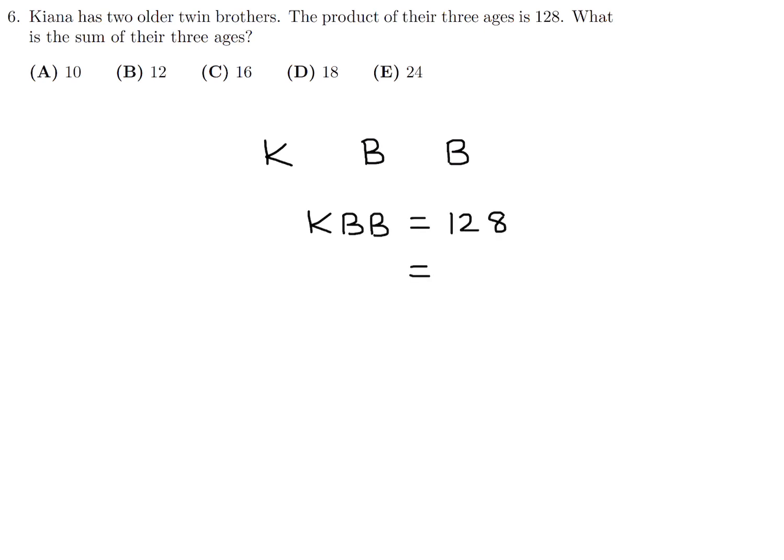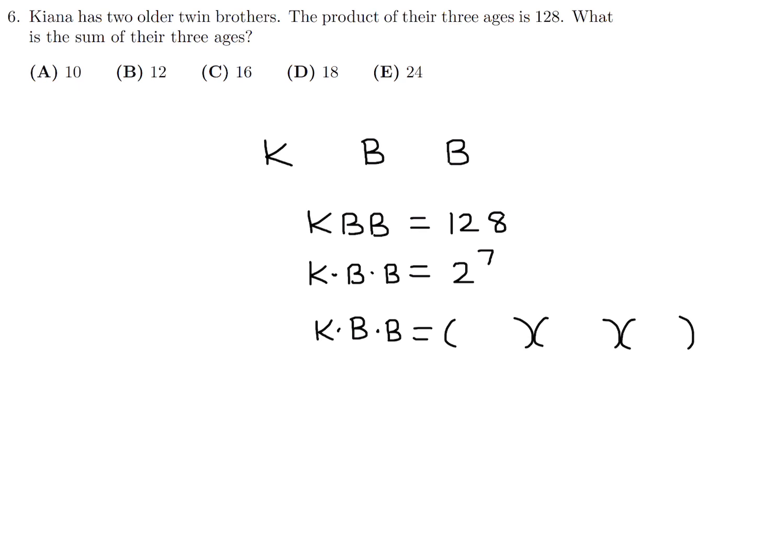So immediately, I know that I have to break this up into prime factors. And the good news is that it's pretty simple. It's just 2 to the power of 7. So k times b times b has to be 2 to the power of 7. And we have to break it up in a way so that 2 of these are equal, right? Because 2 of these represent b's. And then the other one can be anything, but it's got to be less than b, right? Because Kiana has 2 older brothers.